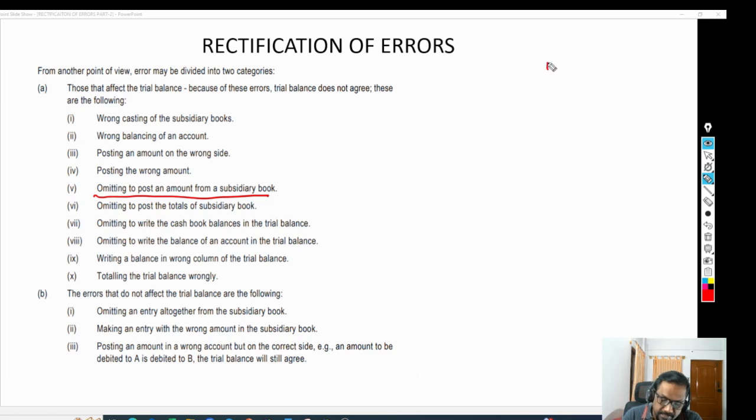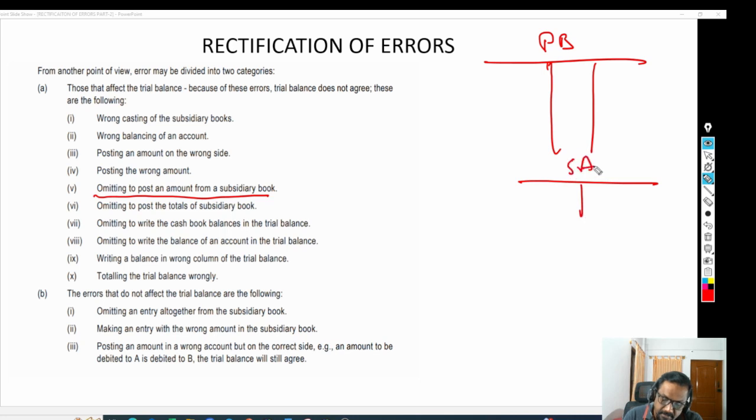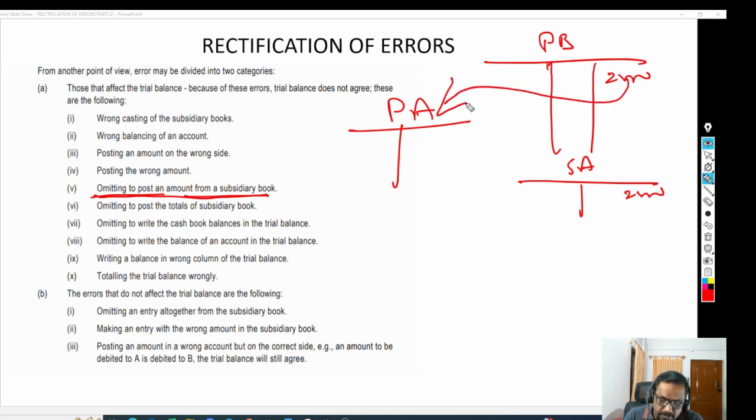Omitting to post. For example, this is purchase book. This is supplier account. I purchased goods worth 2000. So 2000 I wrote in purchase book. 2000 I wrote in supplier account. Now I have to post this in purchase account. What did I say? Omitting to post an amount from a subsidiary book. From here, I'm supposed to post to purchase account, but I did not post. This amount I did not post.